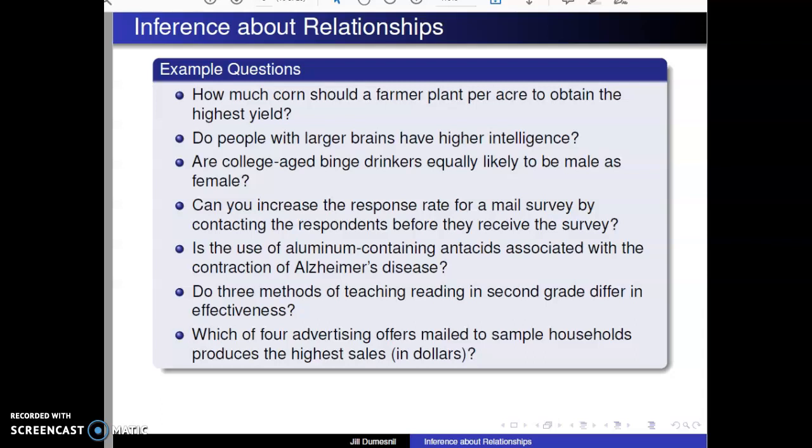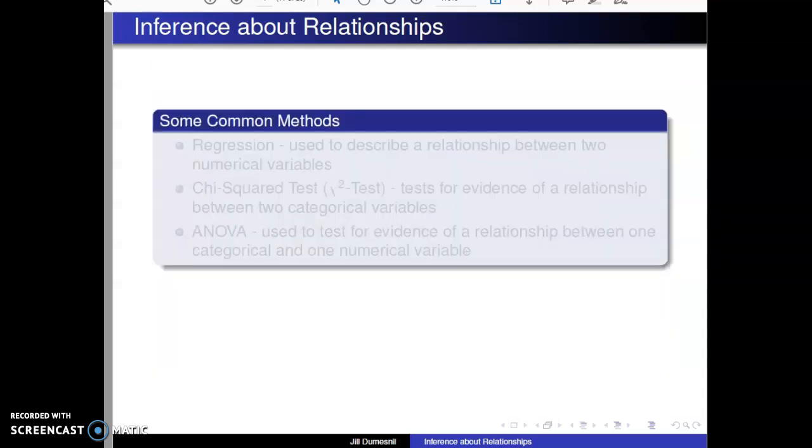Which of four advertising offers mailed to sample households produced the highest sales in dollars? The advertising offers represent values of a categorical variable, and sales in dollars is a measured numerical variable. Now let's consider which statistical procedure is used to answer which type of question.